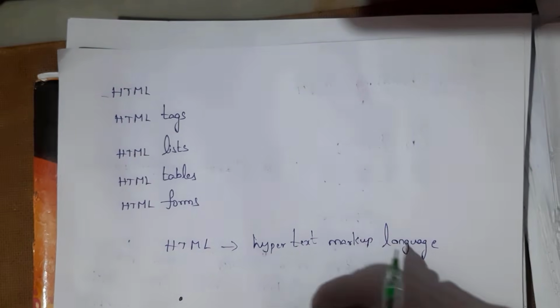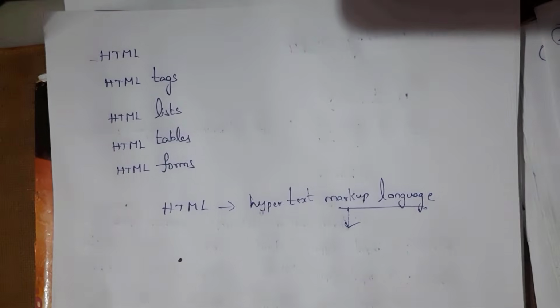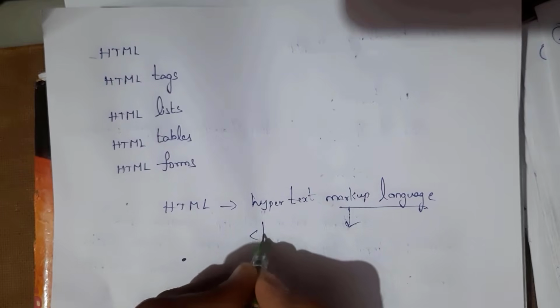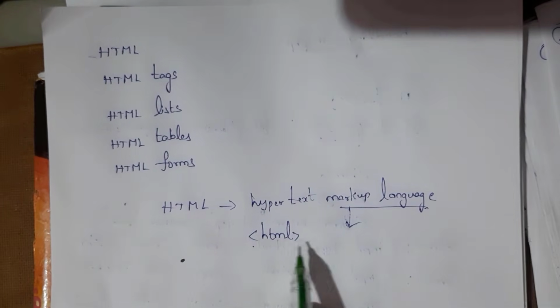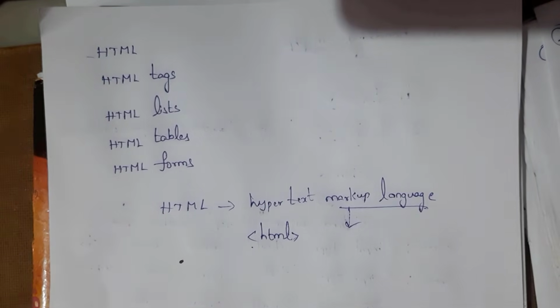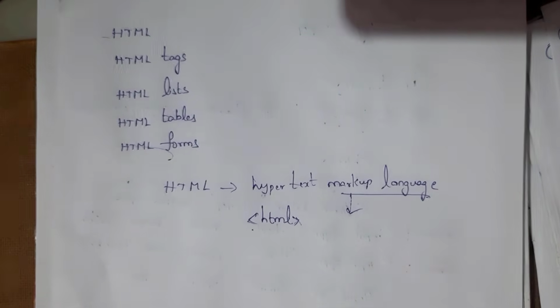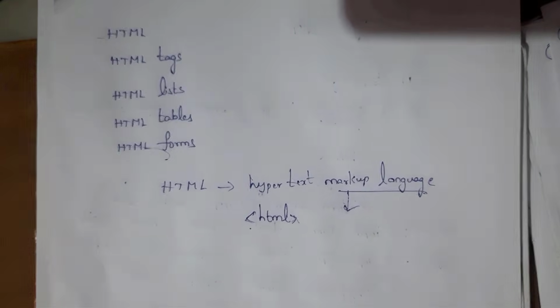HTML stands for Hypertext Markup Language. What is markup language? Markup language is nothing but program that is written by using tags. For example, this is tag. Anything that is written in between angle brackets is known as tag. The program that is written by using these tags is a markup language.